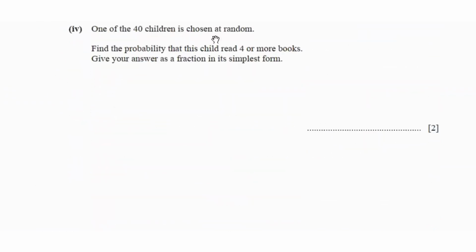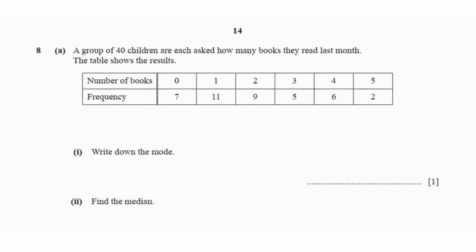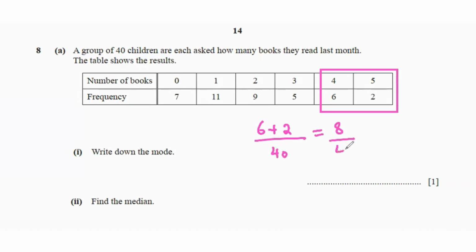One of the 40 children is chosen at random. Find the probability that this child read 4 or more books, and give your answer as a fraction in its simplest form. So for 4 or more books, that's these two. So that's 6 plus 2 over 40. That is 8 over 40, and that can be simplified to 1 over 5 because 8 times 5 is 40.